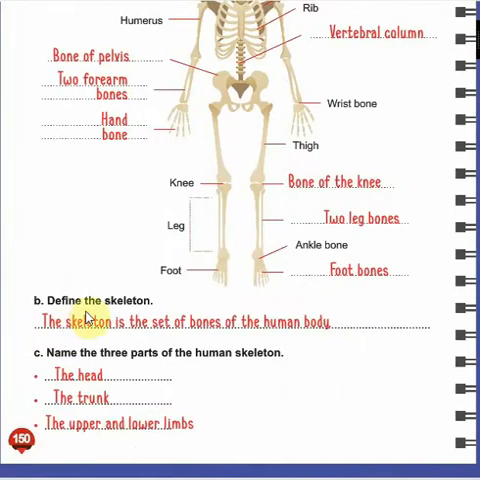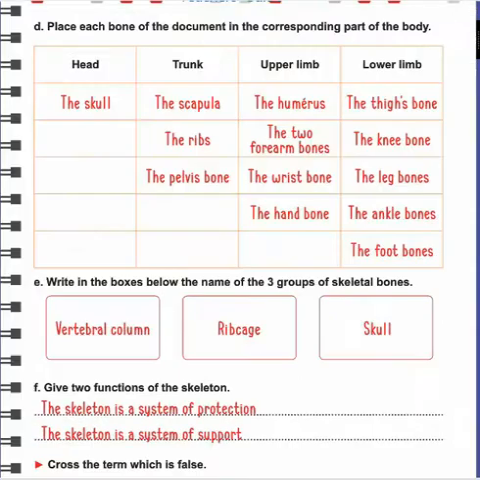Here you have to define the skeleton. The skeleton is the set of bones of the human body. And here you are going to write the three parts of the human skeleton: the head, the trunk, and the limbs يلي هني upper and lower limbs. Okay? In part D, you are going to place each bone of the document in the corresponding part of the body, as I explained it now.